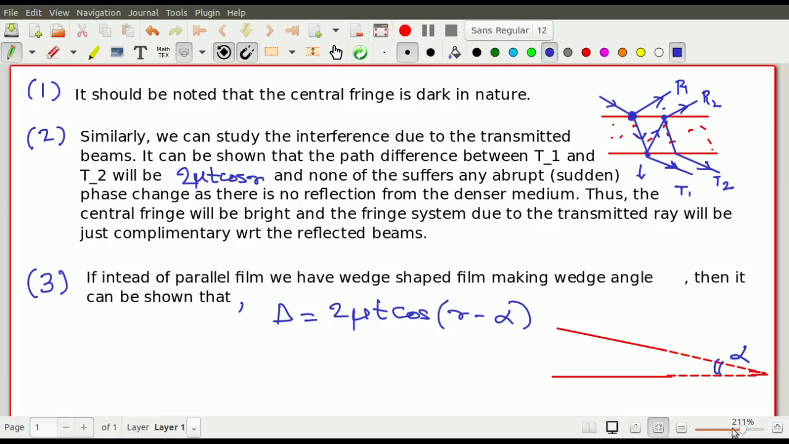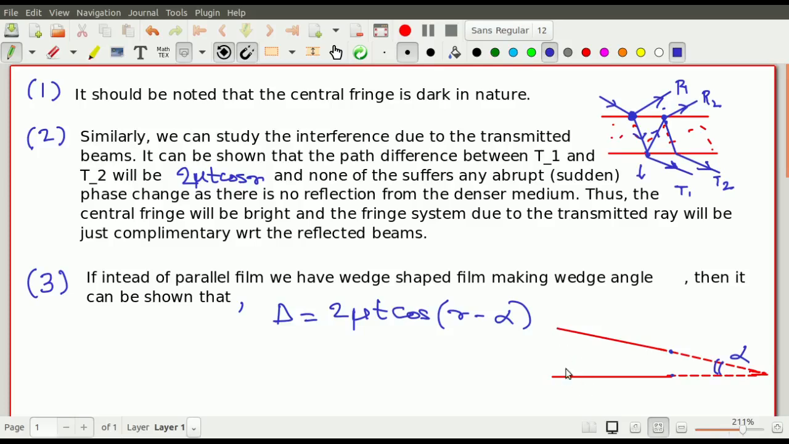So normally in the previous case, just look at this diagram, there the two surfaces are parallel. এই ডায়াগ্রামটা দেখো, দুটো সারফেস এখানে প্যারালাল আছে, তাই না? The two surfaces are parallel, but here you see that the two surfaces are not parallel, এখানে কিন্তু দুটো সারফেস প্যারালাল নেই, but they are making an angle. So this type of film is known as wedge shaped film.